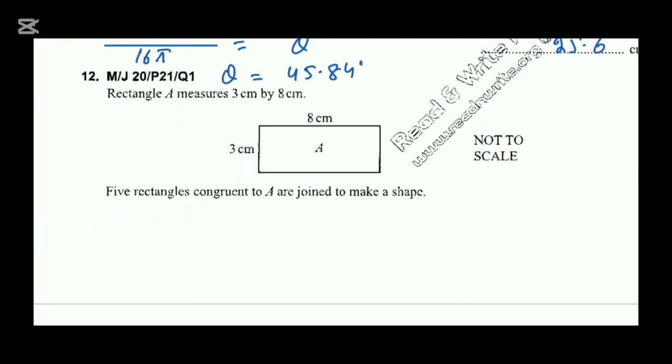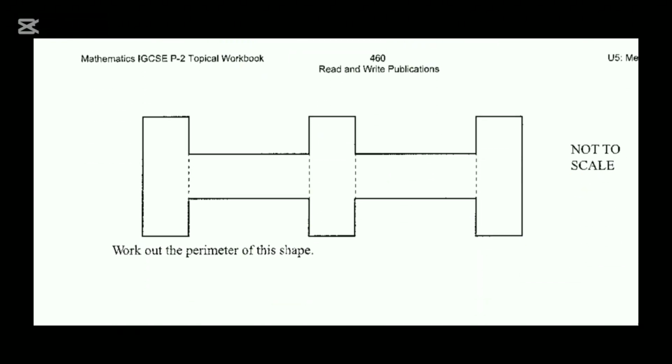Okay, next question. Rectangle A measures 3 centimeter by 8. 5 rectangles congruent to A are joined to make a shape. These all are congruent rectangles. So we will write here, this is 8, this is 3, 3, 3, 3, 8. This side is also 8. This side is 8. But what about this one? This side is 3 because this is another rectangle, so its width is 3.